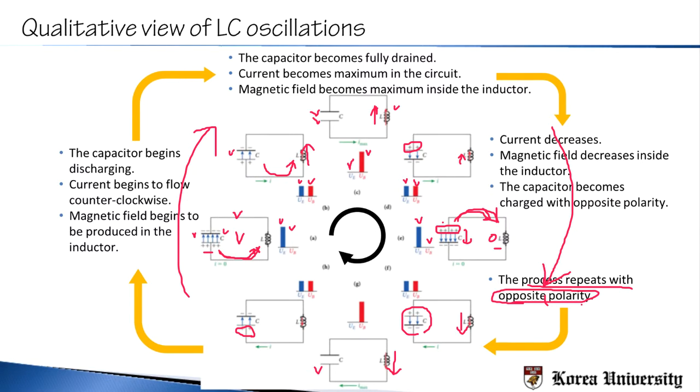Okay, so during this process, this is basically a repetition, and you can also call it an oscillation because it moves back and forth between the electric energy and magnetic energy.